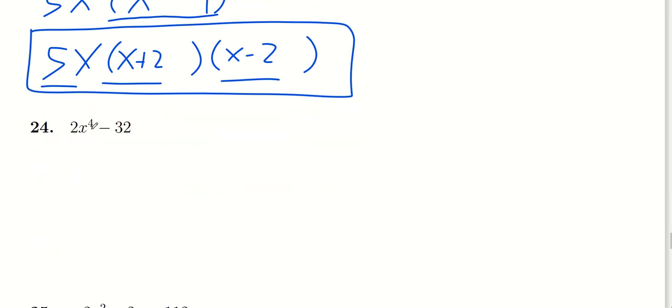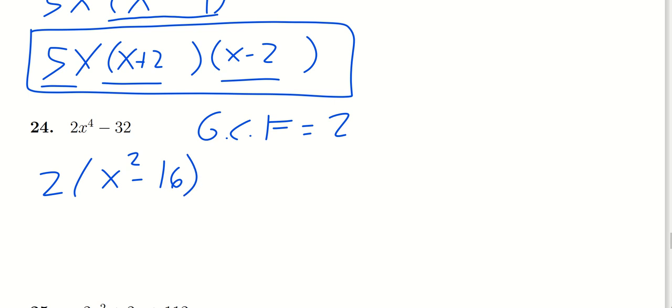Let's take a look at this one right here. It's a minor thing, but there is a GCF. Every single term here has a common factor of 2 that we can pull out. That would give us an x squared minus 16. Excuse me, x to the 4th minus 16.